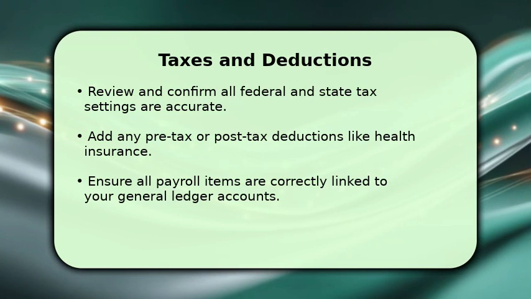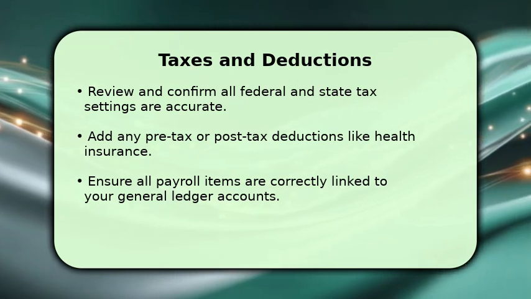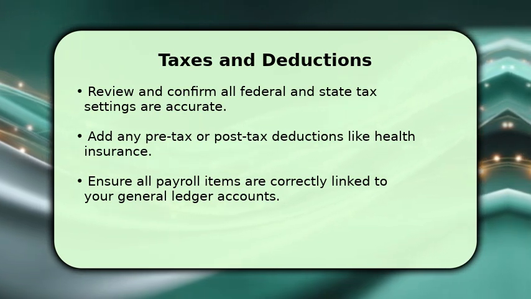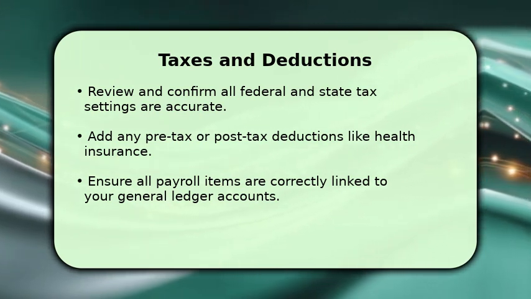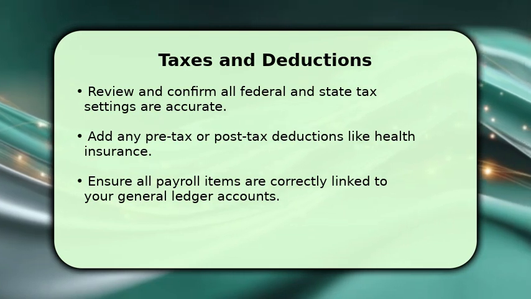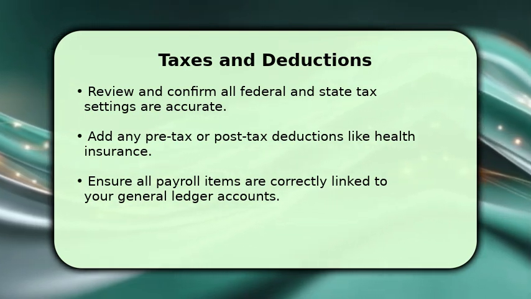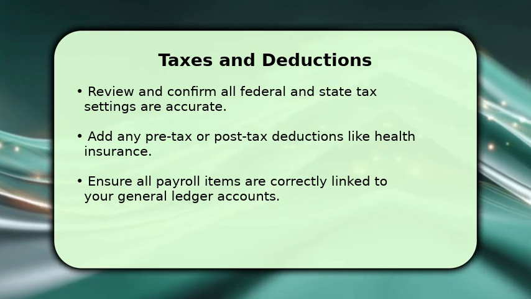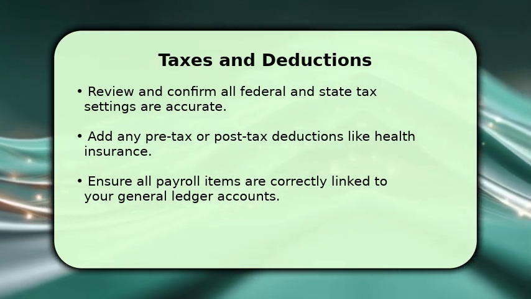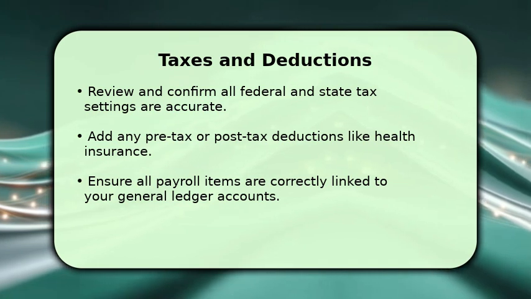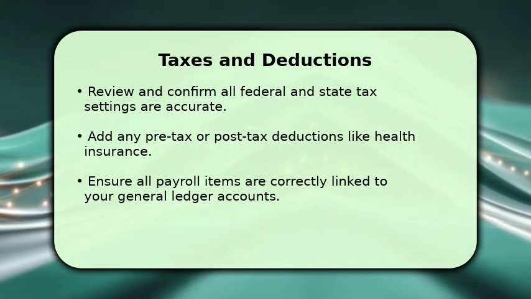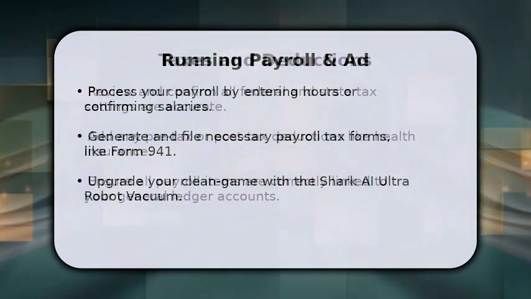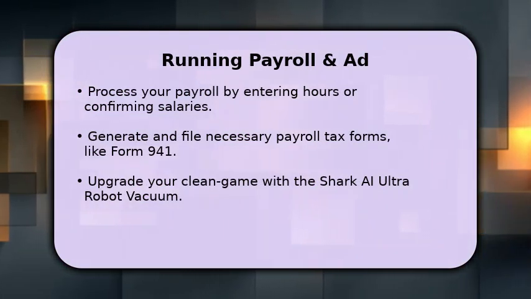Next, it's vital to review and confirm that all federal and state tax settings within QuickBooks Payroll are accurate and up-to-date. This ensures correct tax calculations and compliance. Then, add any necessary deductions, such as pre-tax contributions for health insurance or post-tax deductions for garnishments. Finally, make sure all your payroll items are correctly linked to the appropriate accounts in your general ledger for seamless financial tracking. With everything set up, you're ready to run payroll.